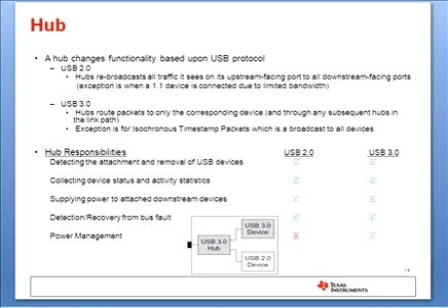The majority of the hub responsibilities remain the same through the USB 2.0 and 3.0 standards. Responsibilities include detecting the attachment and removal of USB devices, collecting device status and activity statistics, supplying power to the attached downstream devices, detection and recovery from bus faults, and power management. USB 3.0 hubs also assist in power management.